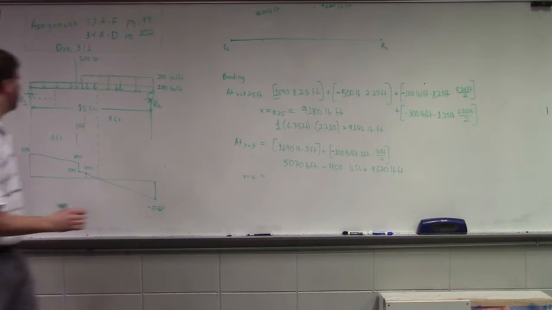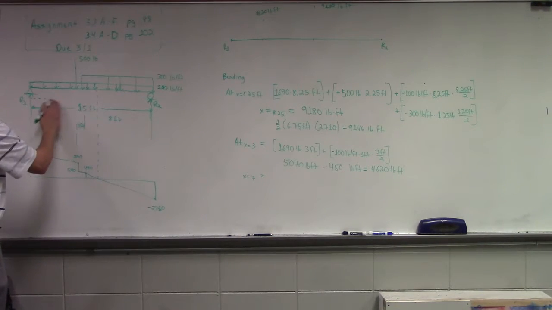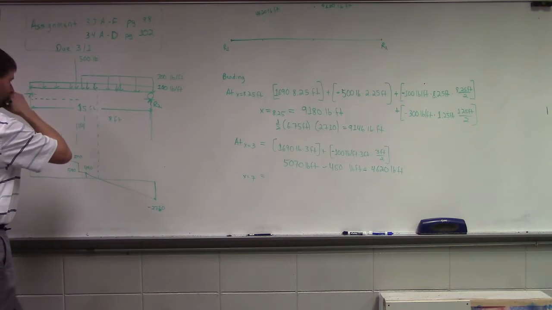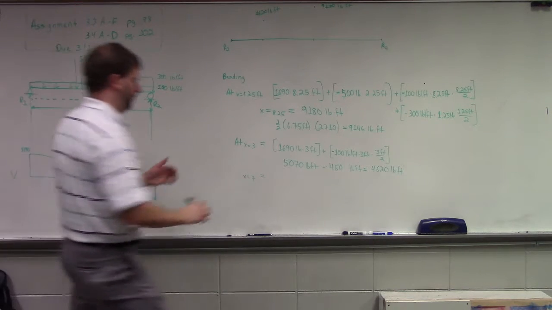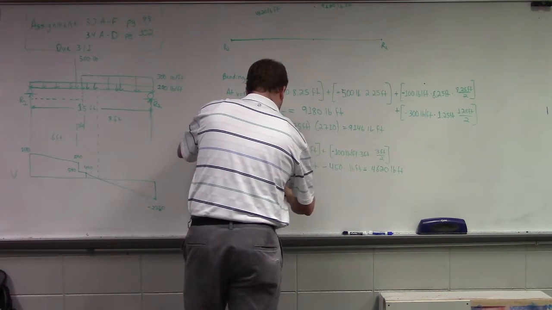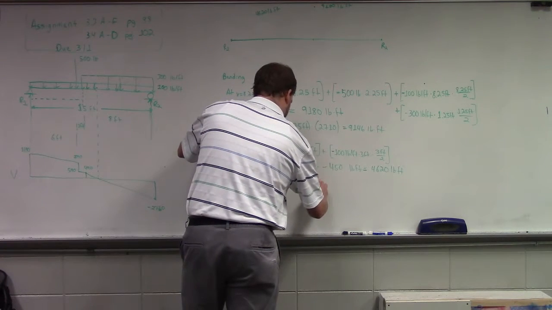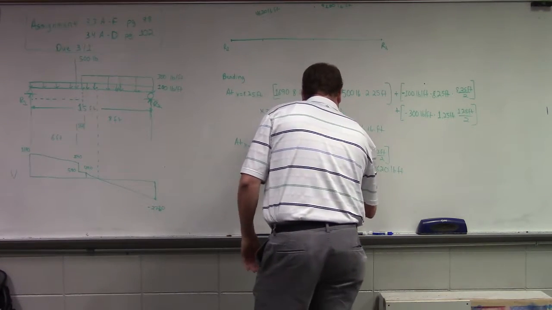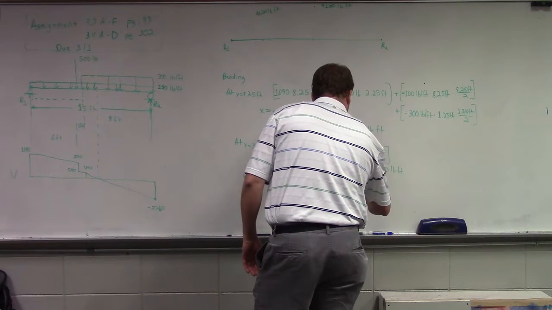Okay, so what about at x equals 7? So you do reaction times 7, reaction times 7 feet, yep, then the 100 times 7 times 4.5. Give me one piece of paper, I don't want to use it all.